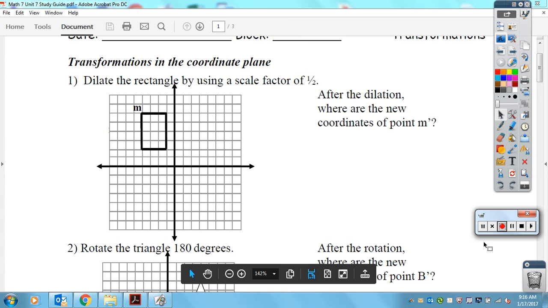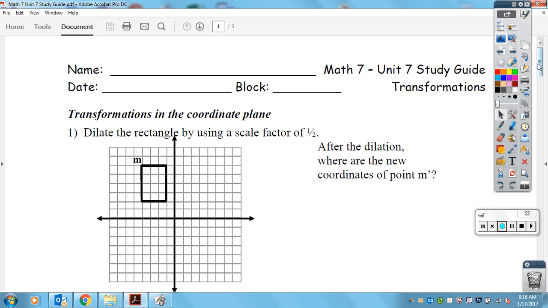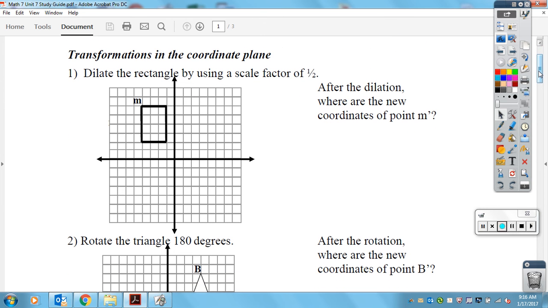This is the Math 7 study guide talking about transformations. Essentially, the four types of transformations are translations, rotations, reflections, and dilations. We'll talk about each of them. Number one talks about dilating the rectangle by using a scale factor of 1/2. Dilating means to get bigger or smaller.